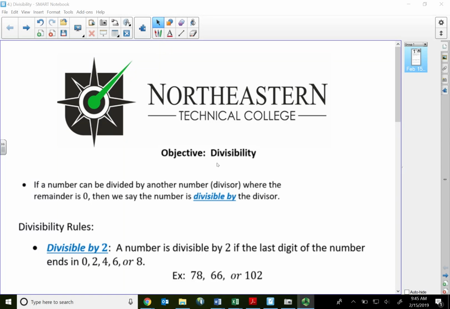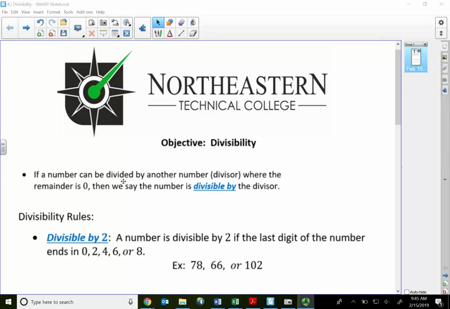In this video, let's take a look at something called divisibility. If a number can be divided by another number, this other number is considered a divisor, where the remainder is 0. If the divisor can divide this number evenly, then we say the number that I'm starting out with is divisible by the divisor.